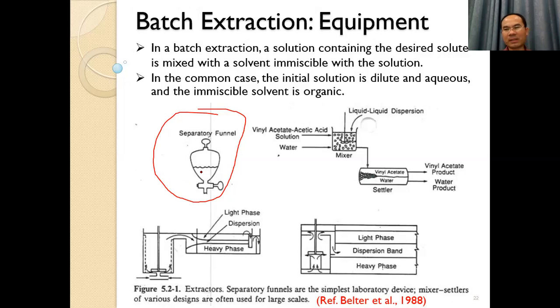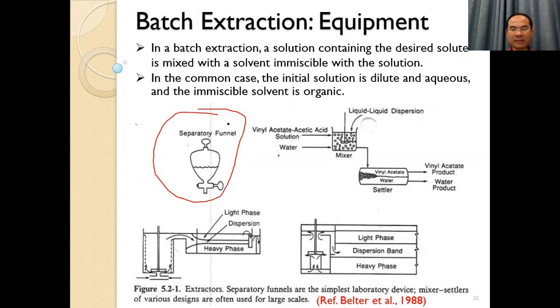After you mix the solvent and solute, like an aqueous solution with the organic solvent, we wait until phase separation occurs: heavy phase in the lower phase, light phase in the top phase, and then you can separate using the funnel. It's easier for the batch process in this case.